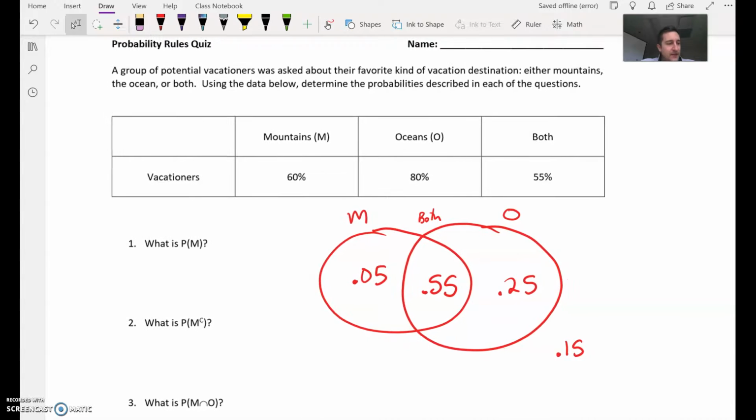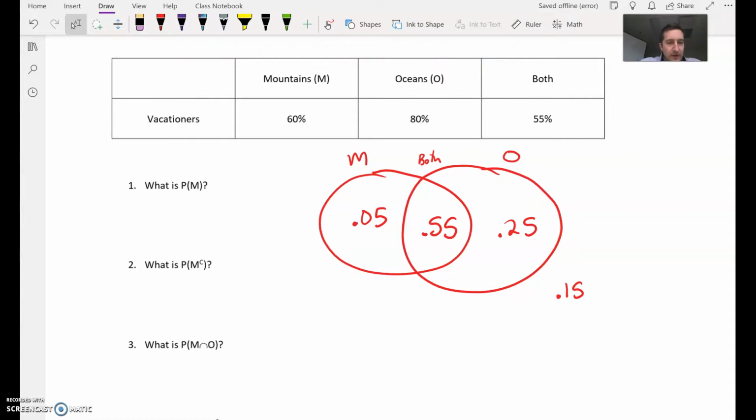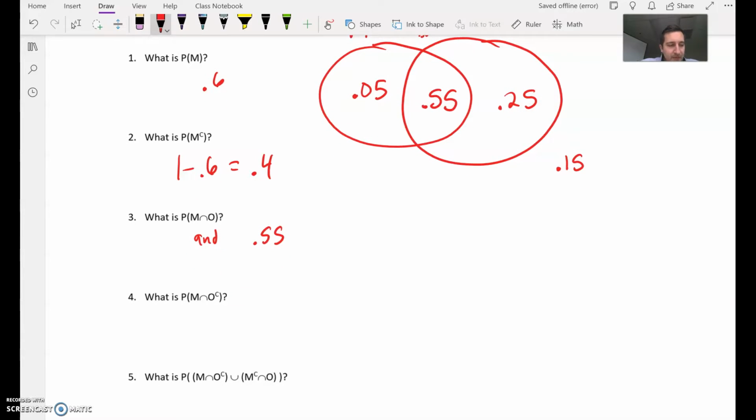Using that Venn diagram and just all of our probability rules, let's solve some of these real quick. What's the probability of someone liking mountains? Well, that's right up there in our sheet. It doesn't say mountains only, it just says mountains, so 0.6. What's the probability that somebody doesn't like mountains? Well, that's 1 minus 0.6, using our complement rule. What's the probability that someone likes mountains and oceans? That's the middle 55. What is the probability that somebody likes mountains and then they don't like oceans? Okay, so now we're cranking it up. Might only be able to finish number 4 and number 5 here.